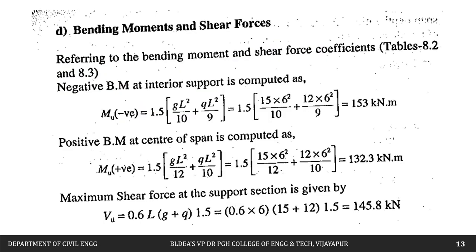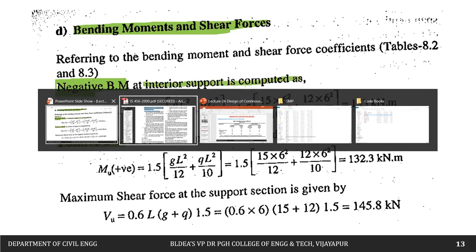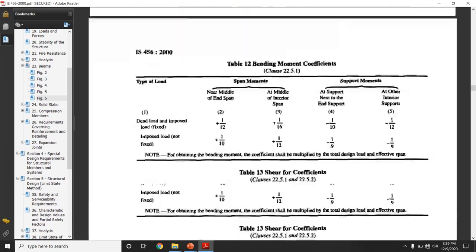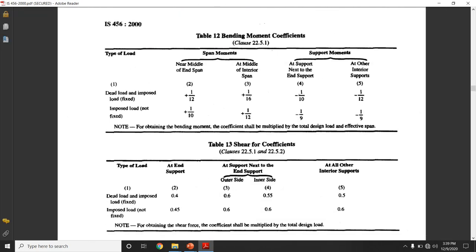Then next let us calculate the bending moment and shear force coefficients. You can use any classical method and find it out, or otherwise you can follow tables 12 and 13 given in the IS code. We have to calculate the negative moment and the positive moment, that is the span moment and the support moment. To calculate the negative moment at the interior support, we have to refer to the table given. So we are now calculating the bending moment.